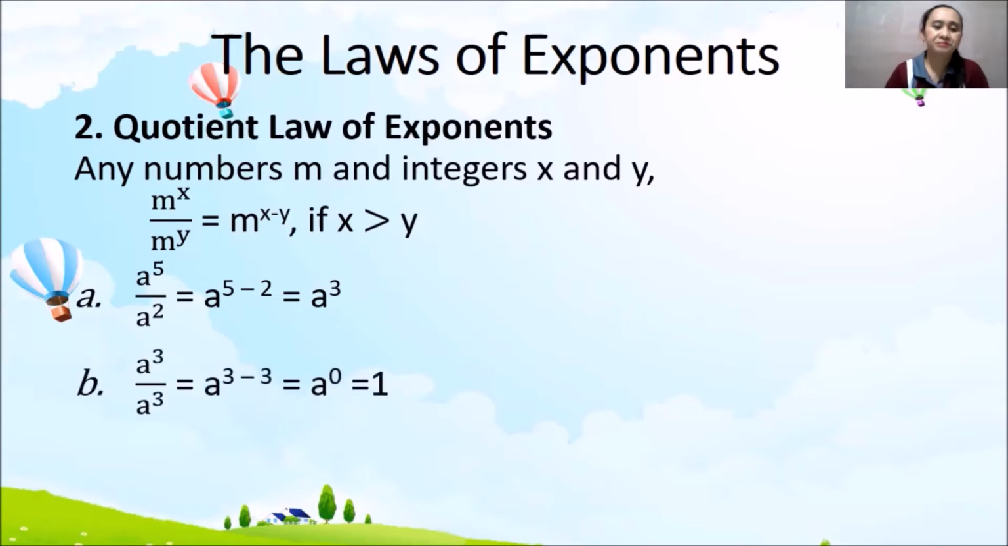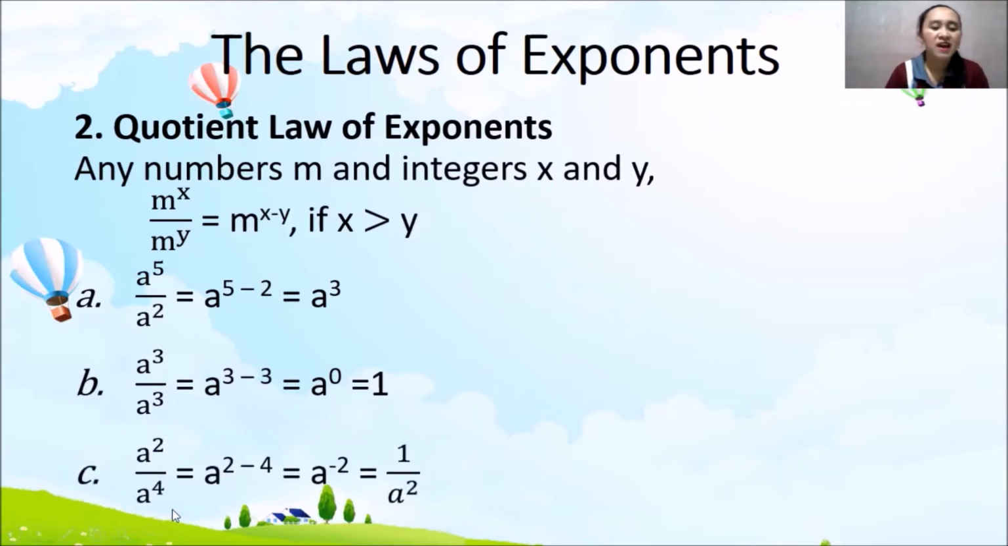Another example, a cubed divided by a cubed. So a raised to the exponent of 3 minus 3 is equal to a raised to the 0 exponent. And any number raised to a 0 exponent is always equal to 1.